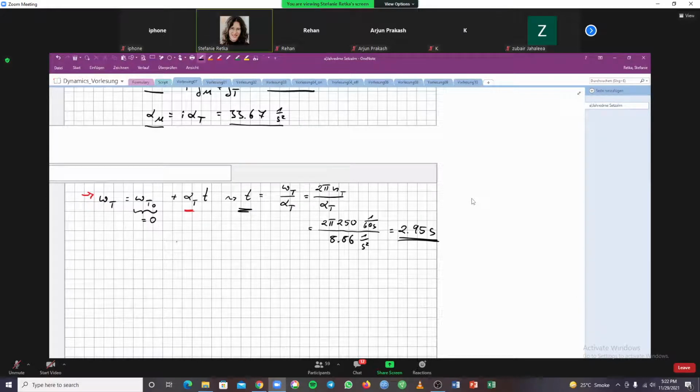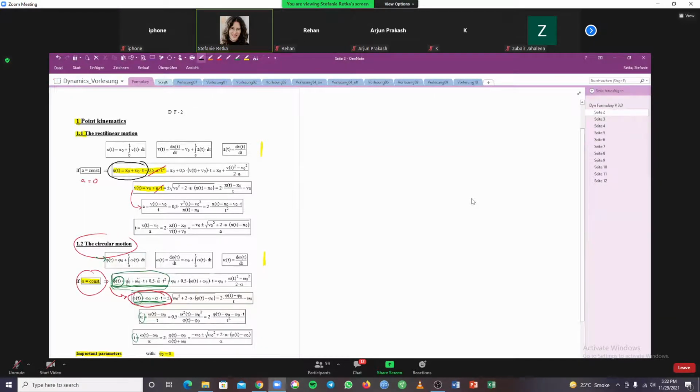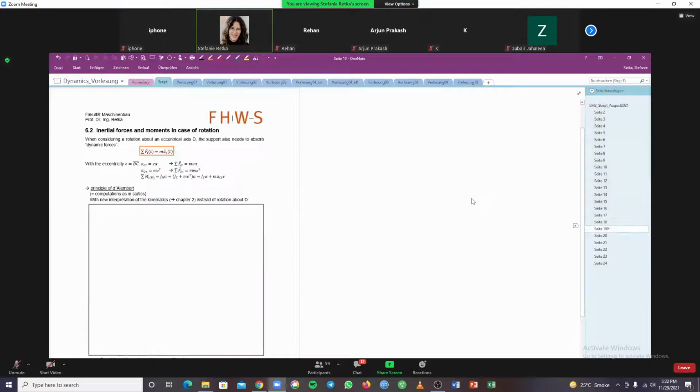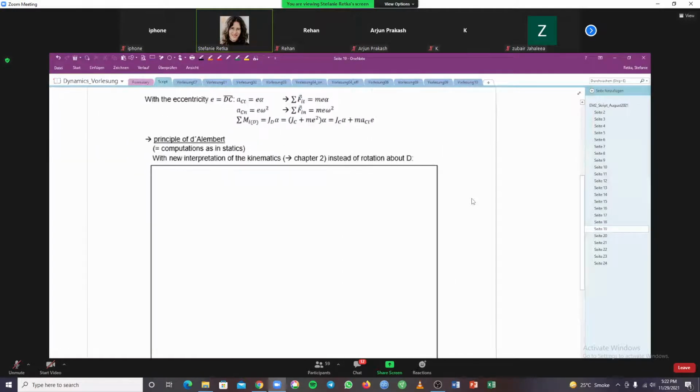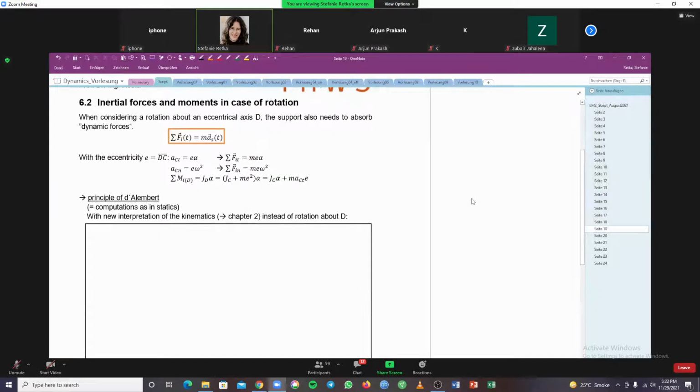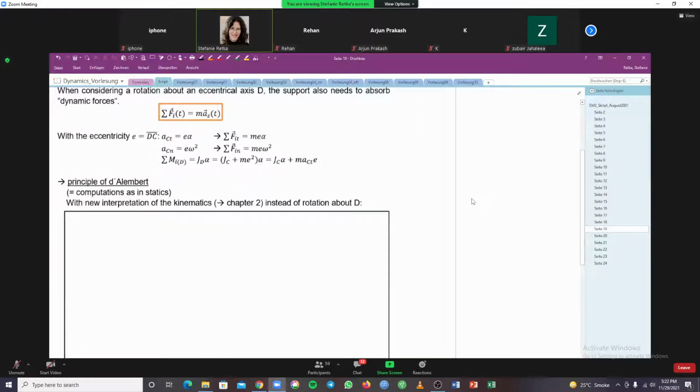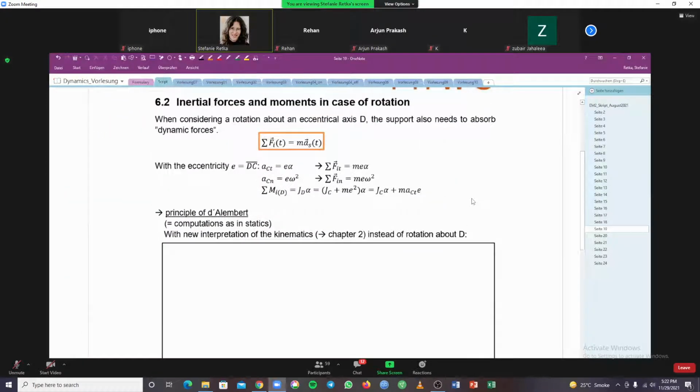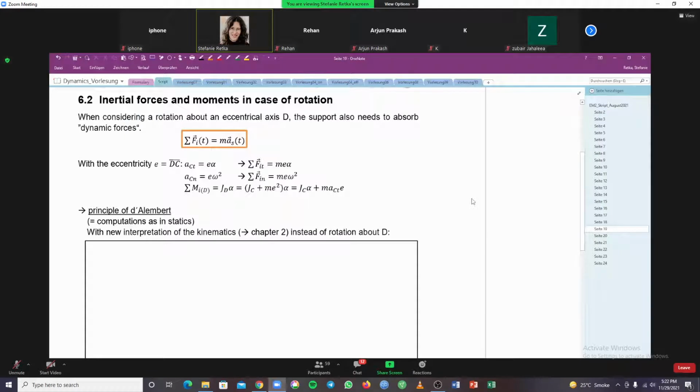Okay, now if there are no more questions, let's go back to the script and talk about the next subchapter, 6.2, the inertial forces and moments in case of rotation. Right now, we only discussed the inertial moment with respect to the general axis D. And of course, we already mentioned that we do have to consider the inertial forces as well.